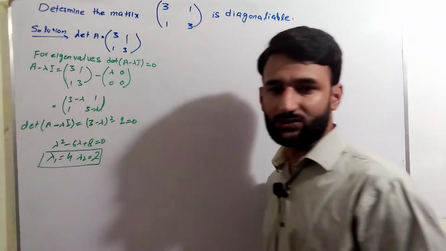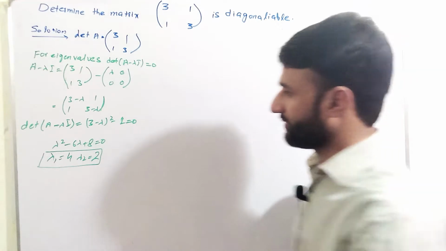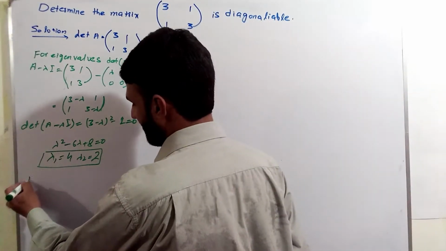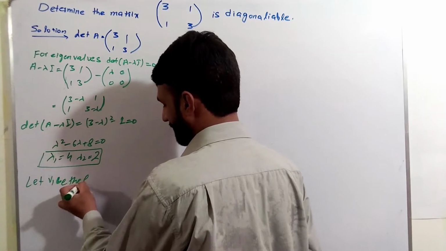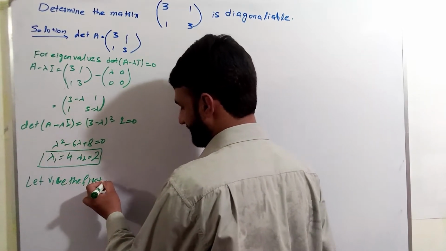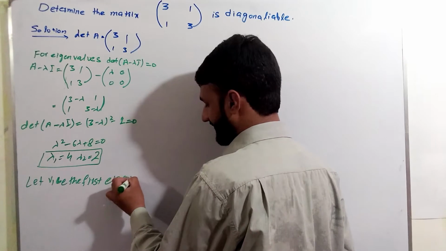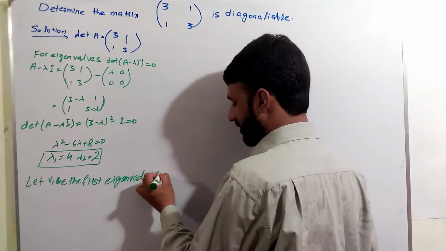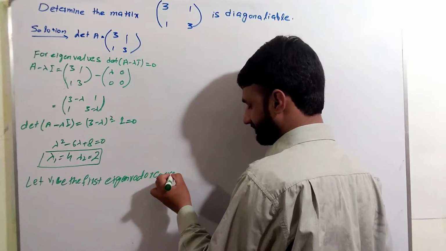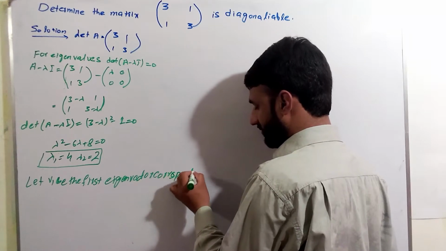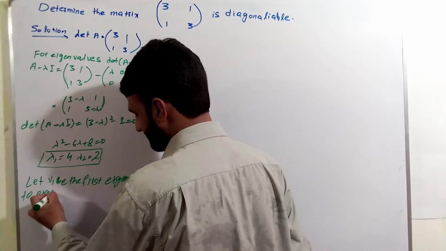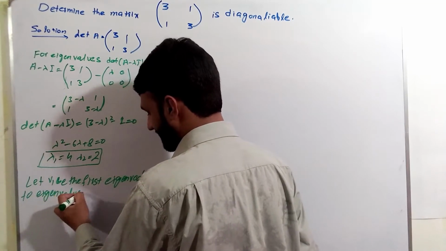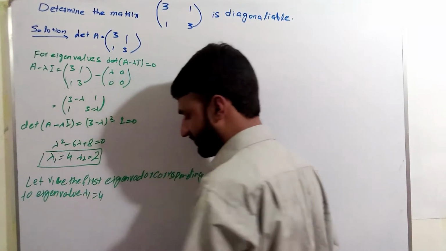Now we find the eigenvectors. Let v1 be the first eigenvector corresponding to the eigenvalue lambda 1 equal to 4, right?